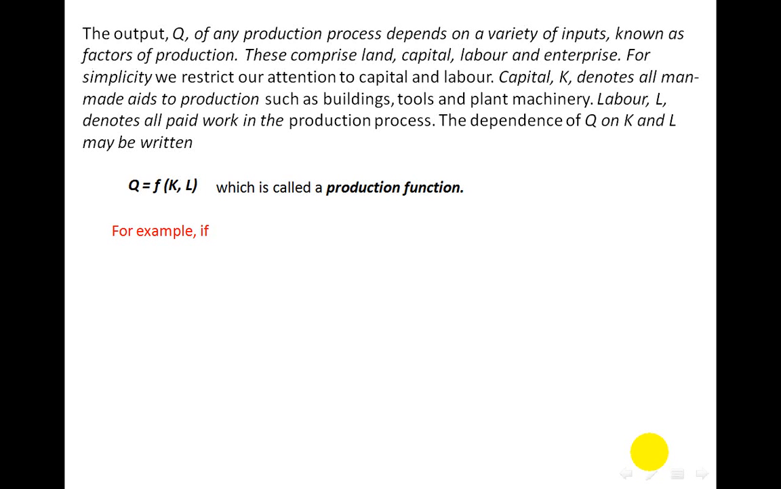Okay, the output Q of any production process depends on a variety of inputs, and those inputs are known as factors of production, like land, capital, labor, and so on. For simplicity, we restrict our attention to capital and only labor. So we will denote the capital by K, and we're going to denote the labor by L.